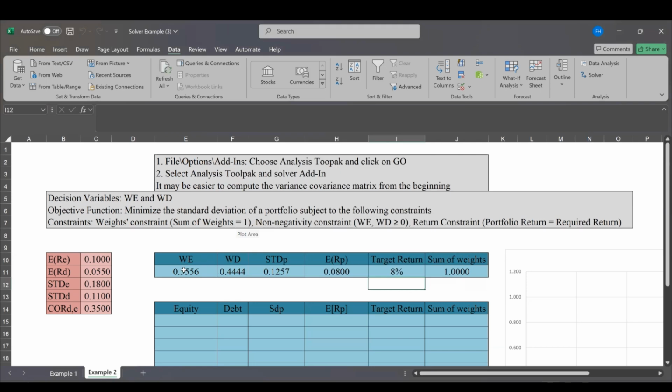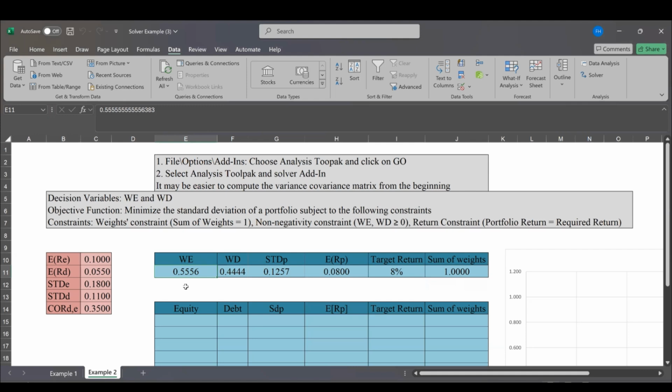So mainly this is the solution that I'm getting. If I want a target return of 8%, I should allocate 55.6% to equity and 44.4% to debt. In this case, I would have a minimum standard deviation of 12.57%.